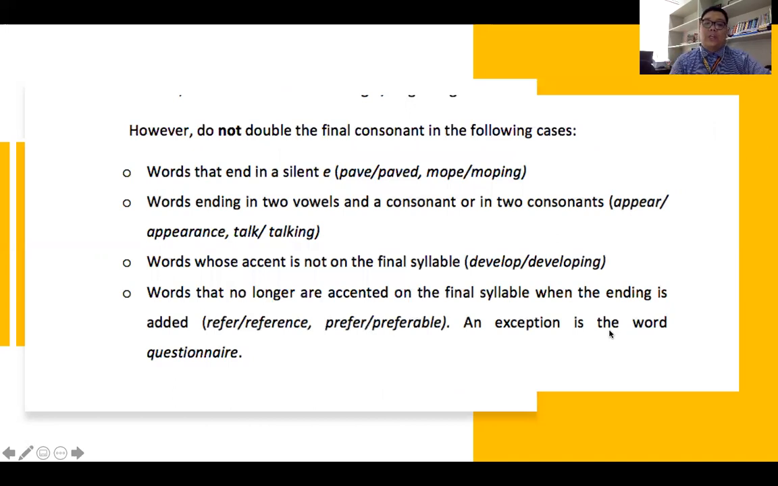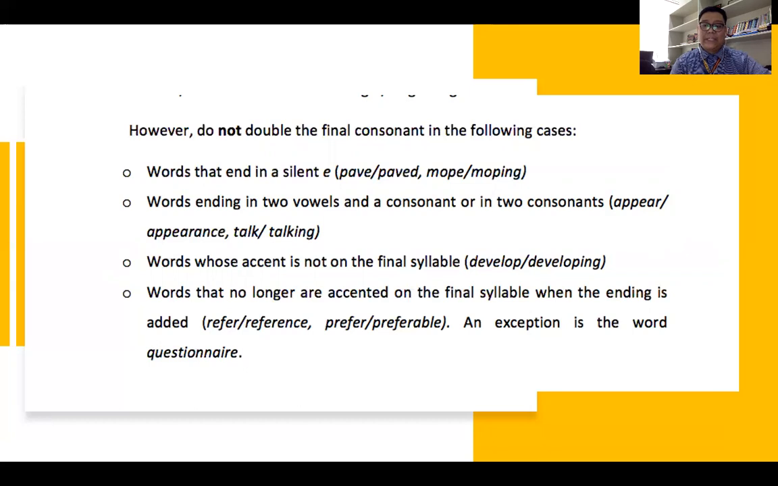However, you should not double the final consonant in the following cases. First, when words end in a silent E, such as in the word pave. You just have to affix it with the suffix d to make its past tense form. And then mope, affix it with the ing suffix to make moping, the progressive form. Second, words ending in two vowels and a consonant or in two consonants, for example, appear, appearance, talk, talking.